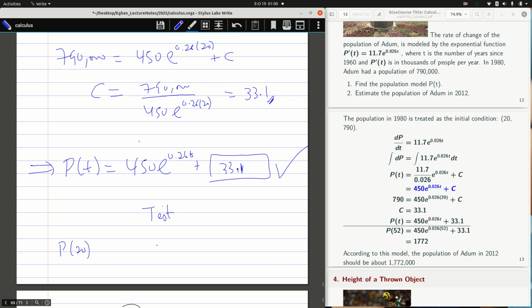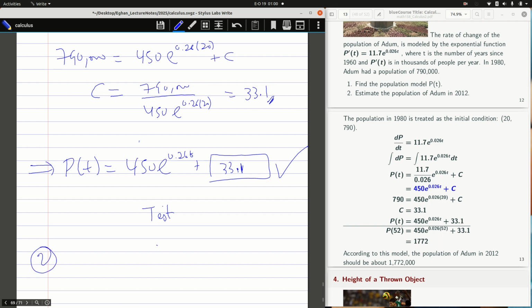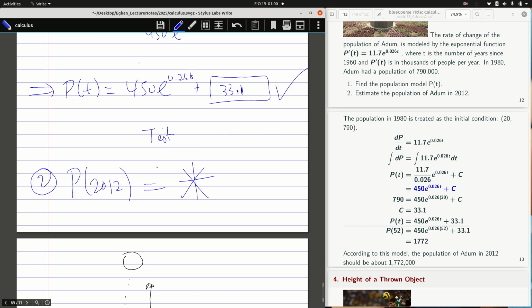But now let's find estimate 2. For estimate 2, it says what is the population in 2012. You can't say p at 2012. This is not right. So we have to find a time difference.